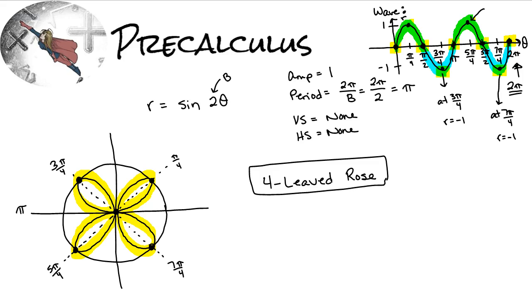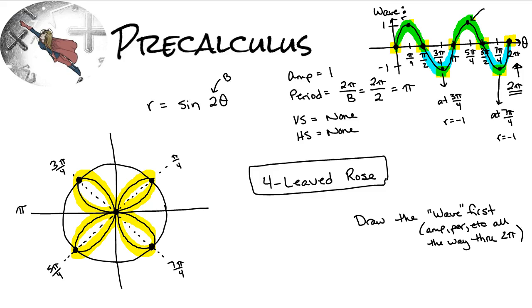All right, but my recommendation is to always try to draw the wave first. The wave, that's the part with amplitude, period, and all that. Amplitude, period, etc. All the way through 2 pi. Even if the period isn't 2 pi. You want to keep drawing the wave until you reach 2 pi.